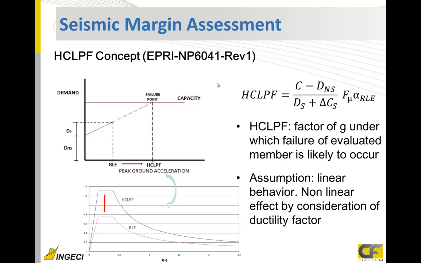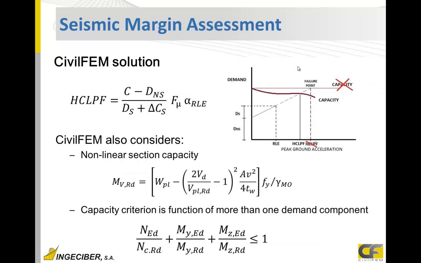But this is for understanding, this is done with linear analysis, but CivilFEM doesn't do it in a linear analysis, because CivilFEM also considers nonlinear section capacity. That is, for example, the capacity for bending moment for the Eurocode formula. The capacity of bending moment depends on the square of the axial force, of the shear, out of plane shear force. So if we increase the seismic level, we will increase this shear force, so the bending moment capacity will be reduced by the square of the axial force.